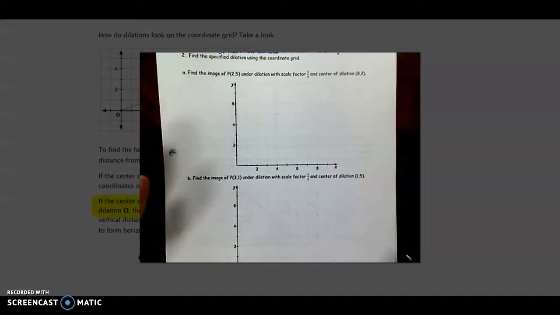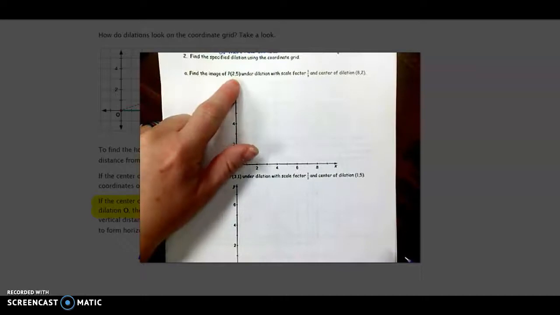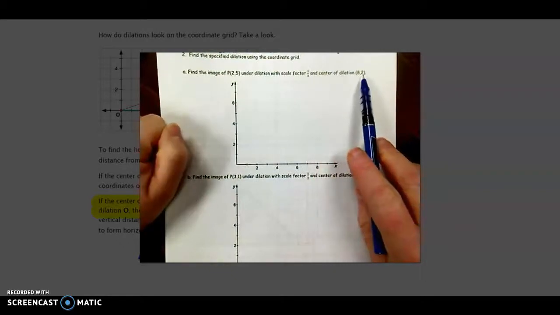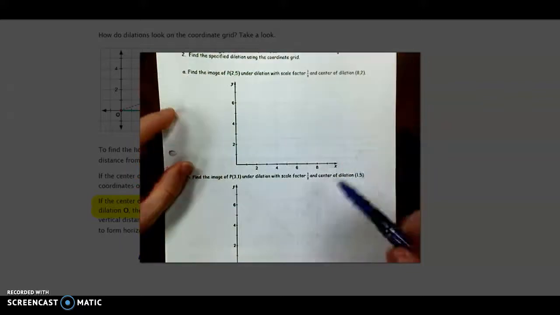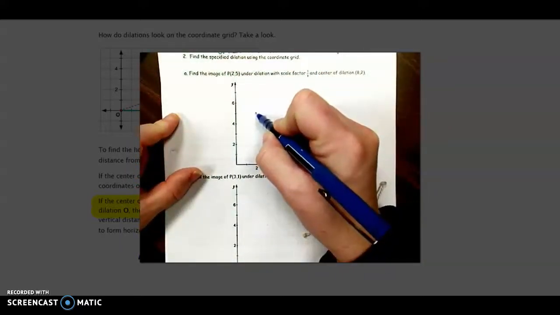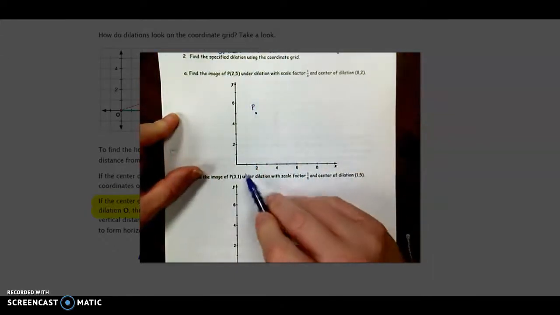So on the first one, it says to find the image of point P, which is 2, 5, under a dilation with a scale factor of 1/3 and a center of dilation of 8, 2. So your first thing you want to do is go ahead and plot those points. So 2, 5 means go right 2, up 5, and that's point P, my pre-image. And then my center of dilation is at 8, 2.